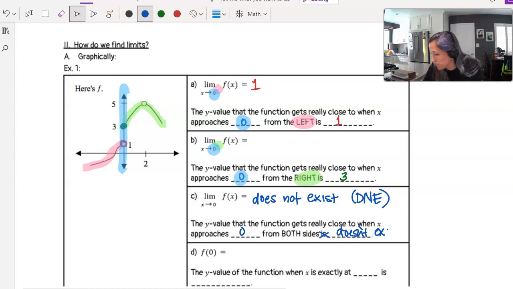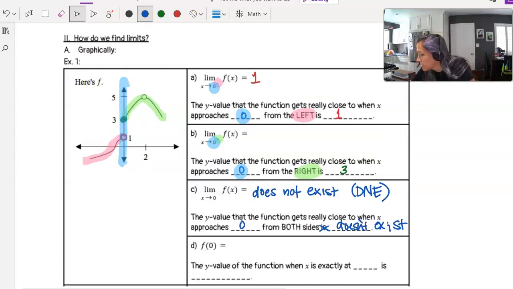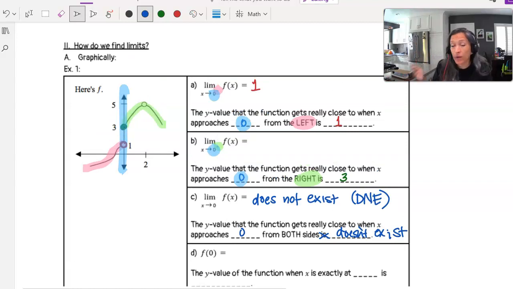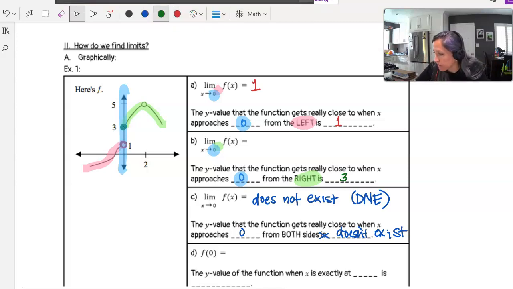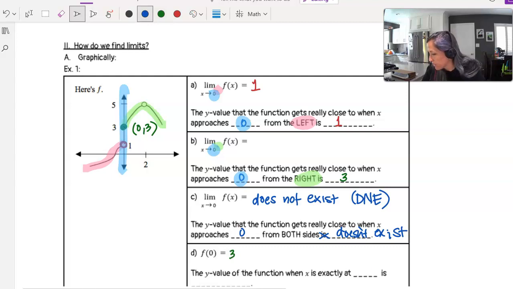Now, f of 0, this is asking what the actual value of our function is at x equal to 0. And this is where we're looking for a closed circle. And we had one on our graph. So in this case, on our graph, we did have that closed circle up at (0, 3). That was an actual value on our graph. So this is 3. The y value when x is still 0 is 3. So back to our function notation.